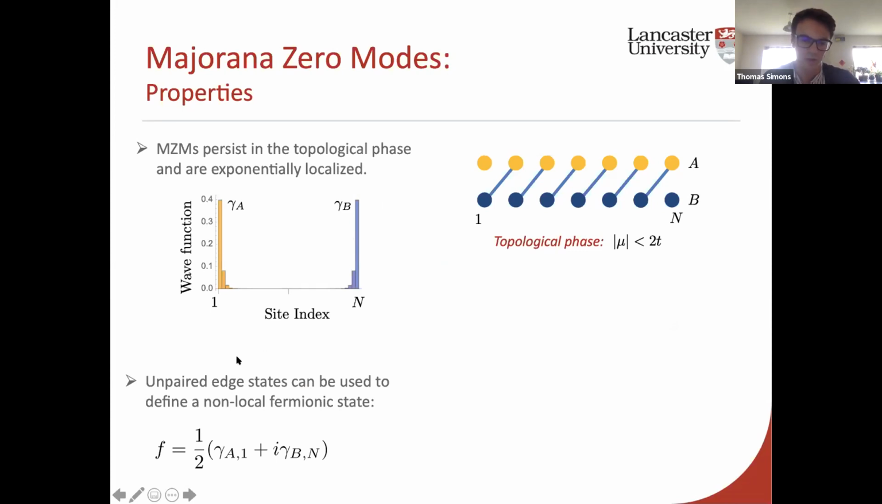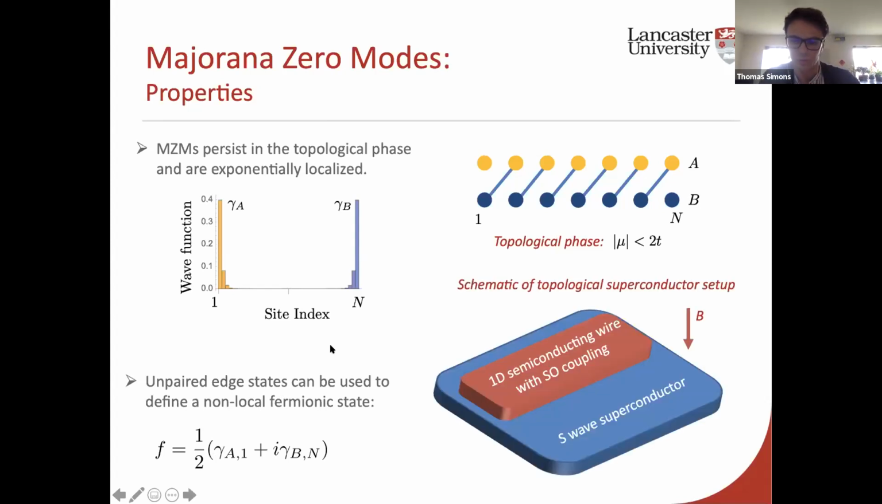This is interesting because we can define a non-local fermionic state using these two spatially separated zero modes that in principle could be used to encode information as a qubit system. Since this energy state is defined non-locally, it would be protected against local perturbations to the system. We can see how zero modes arise in this toy model, but how could we achieve this in practice? In principle, we could mimic the behavior of the Kitaev chain with a one-dimensional semiconducting nanowire with strong spin-orbit coupling. If this is proximity coupled to an s-wave superconductor and in the presence of a strong magnetic field, then we would have a system that should admit these zero modes.